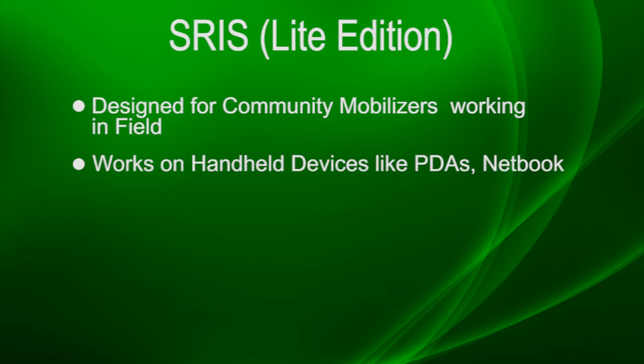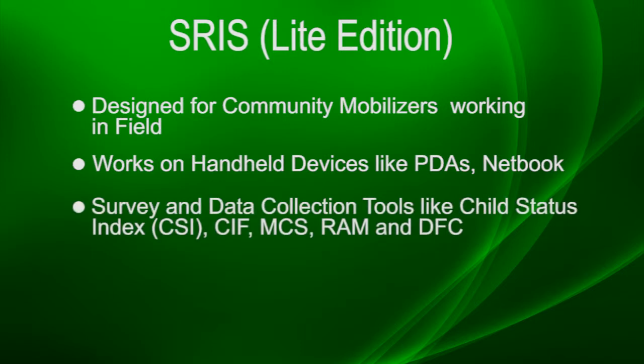It contains intuitively designed forms with point and click interface to collect data related to CSI, CIF, MCS, RAM, DFC, child's departure, and child's demise reports. Now, community mobilizers can collect survey data which can be analyzed by the project management to identify needy children and to conduct beneficial community programs.